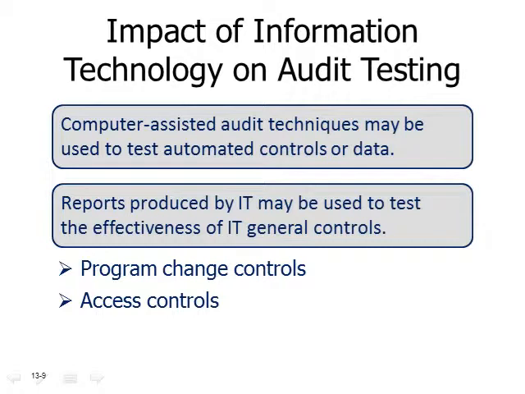We can use computer-assisted audit techniques which test the automated controls or data. And that is, we run data through the system with some preconceived idea of what the output would be, and we test the output to make sure that the system processed it as we expected. We can also rely on reports by IT that can be used to test the effectiveness of IT general controls.